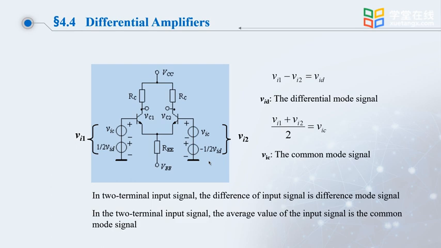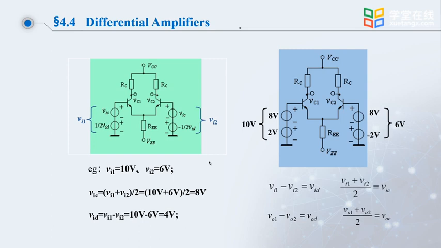In double-ended input signals, the input signal difference is the differential mode signal Vid. The average value of the input signals is the common mode signal, expressed as Vic is equal to 1 over 2 times (Vi1 plus Vi2). The following example illustrates that any two arbitrary input signals can be expressed as a differential mode signal superimposed on a common mode signal.